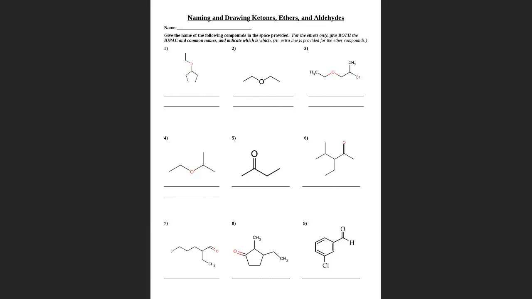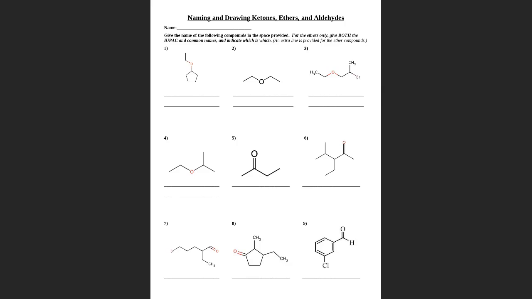Welcome to part 1, or actually part 2, of our 10th learning workshop, which is compounds with oxygen and sulfur. Last time we named and drew structures for alcohols. This time we're going to be focused on ketones, ethers, and aldehydes. Ethers are actually pretty easy to name.